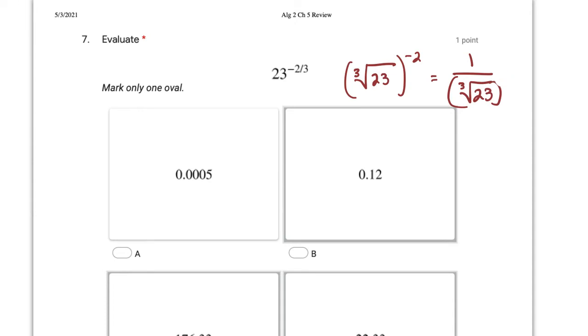But so let's do it with our calculators. In this case, just be careful when you enter your calculator. If you use the x to the y button or y to the x button, you want to make sure you put that exponent in parentheses. And if you do it correctly, you should get answer B here.